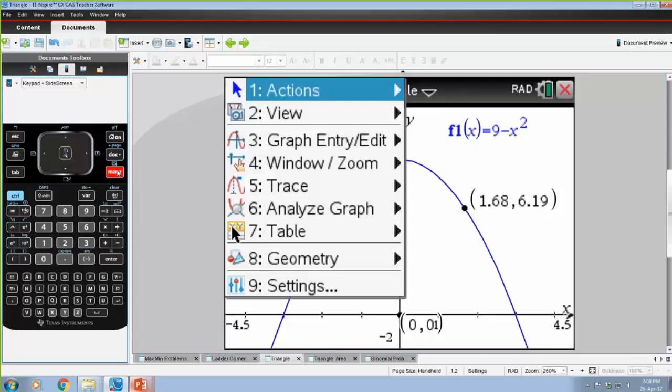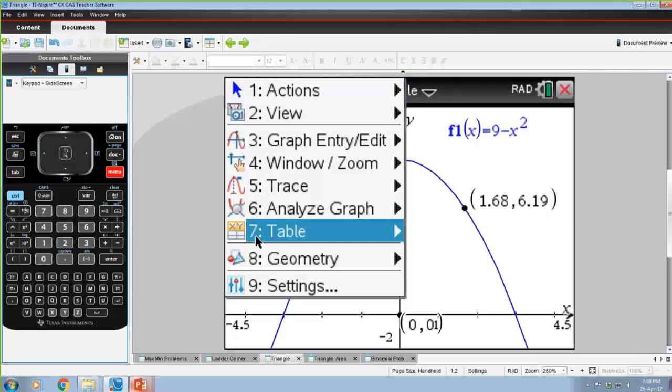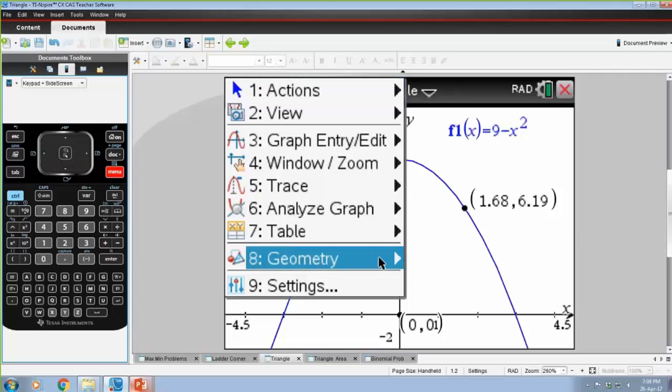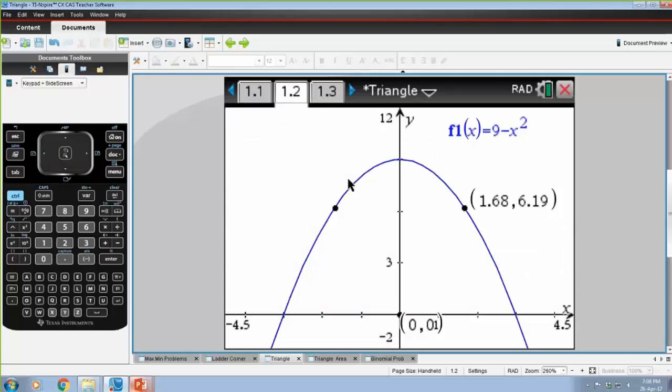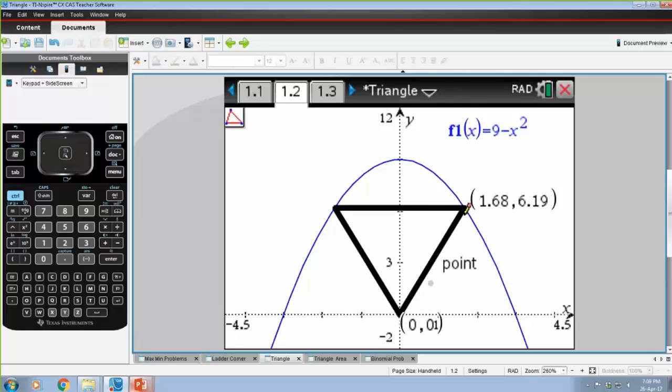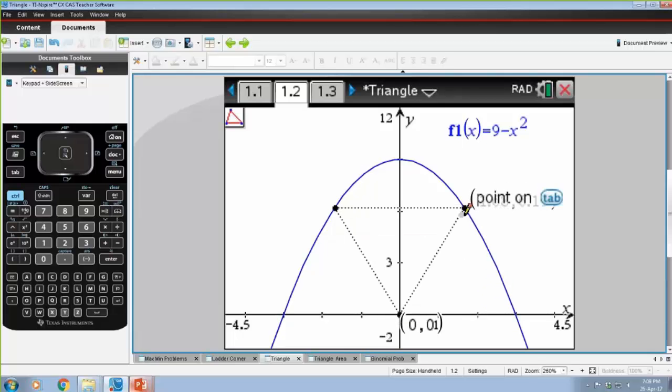Okay, so now I can join up my 3 points, the origin and those 2 points, with a triangle. So menu, geometry, and what do we want now? We want some shapes. A triangle. So I'll click on the first point, the second point, the third point, and then I'll also click on the last point again just to be on the safe side. Sometimes you might have to use the polygon tool rather than the triangle tool for a square or something like that. Okay, so press escape again to get rid of that.